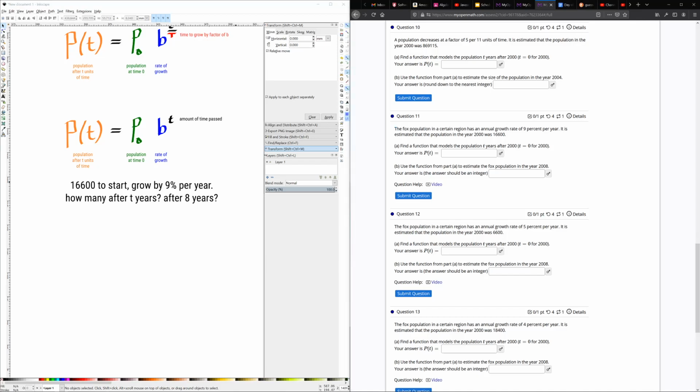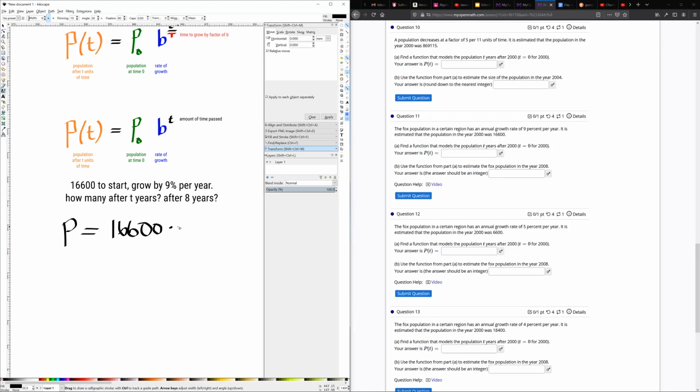So you can read the question. The fox population in a certain region has an annual growth rate of 9% per year. It is estimated that the population in the year 2000 was 166,000. Give it as a function of time. Okay, so our population will be, after t years, the 666,000. Oh, I'm sorry, it's 16,600. Yeah, I read that wrong.